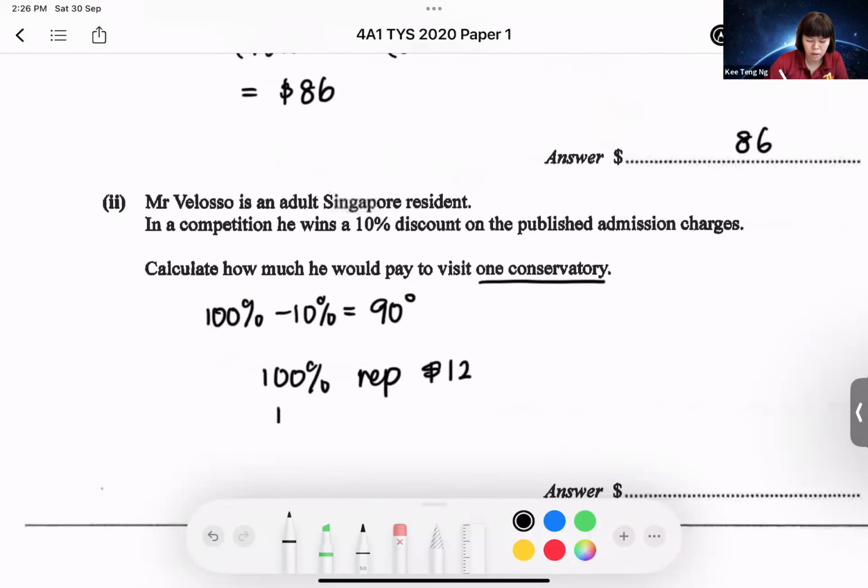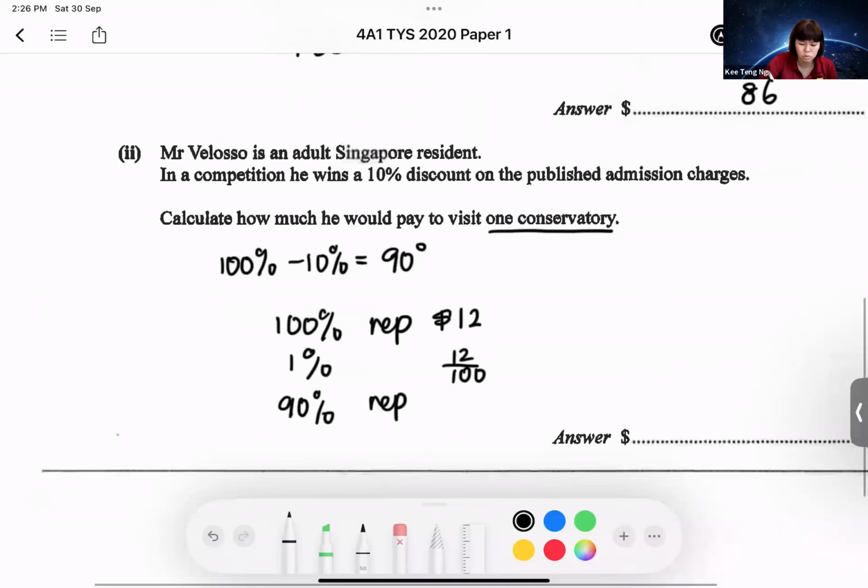Now I want to find 1%, or 90%, is how much. So 90 over 100. If you do not know the decimal place, leave it as original. So 12 over 100, or 90 over 100. For me, I'll teach my students 90 divided by 100 times 12. You can get your answer.